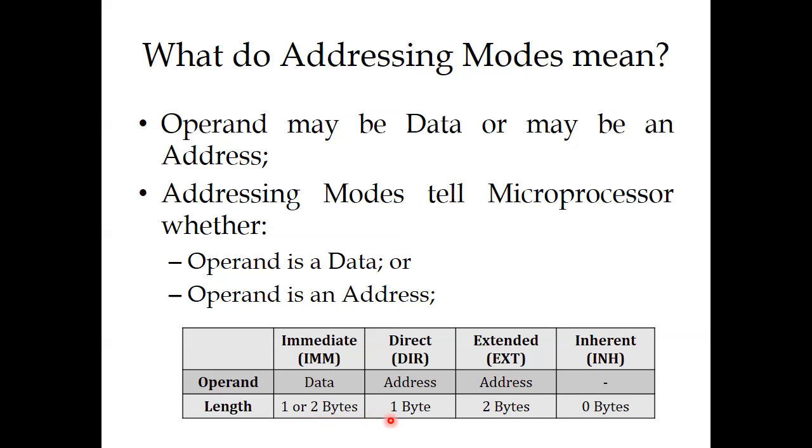In case of direct, your operand is always an address. In case of extended, that's also an address. What is the difference then? The difference is the length. In case of direct, even though it is an address, the length is 1 byte. In case of extended, it is an address that is 2 bytes. But don't forget that the actual addresses are 2 bytes long.